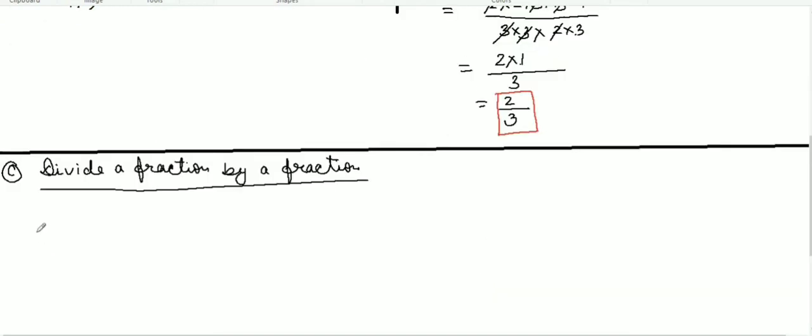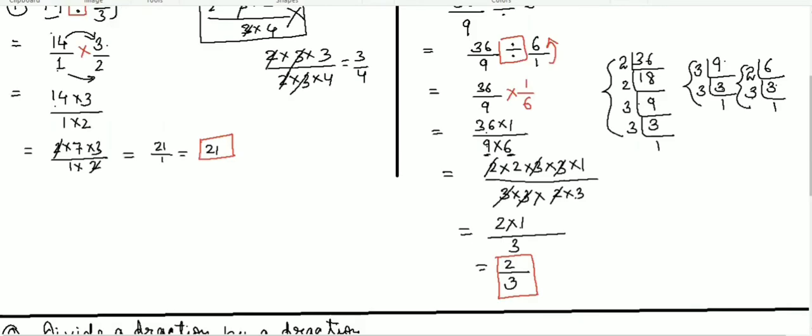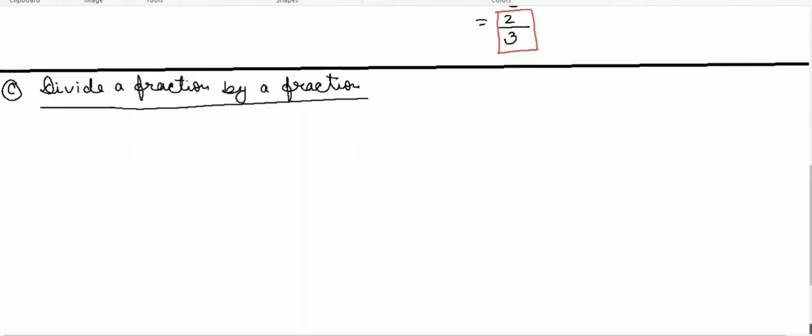Now I'm taking the third part, which is dividing a fraction by a fraction. Take the first question here. This is the fraction 45 over 3, which I'm going to divide by 6 over 5. So as you can see, this is a fraction divided by a fraction. How to divide? Write down 45 over 3 as it is, the first fraction as it is, and change the division sign to multiplication.